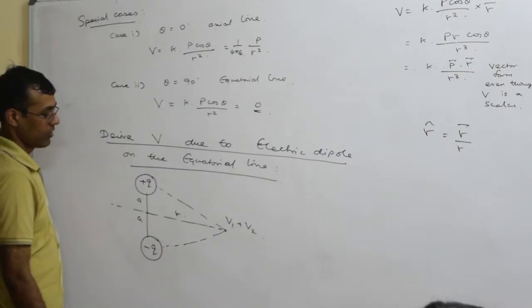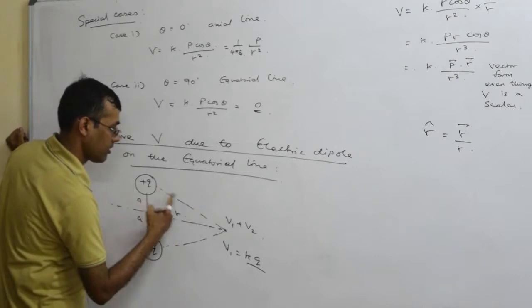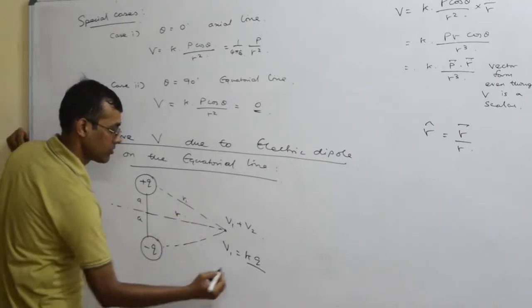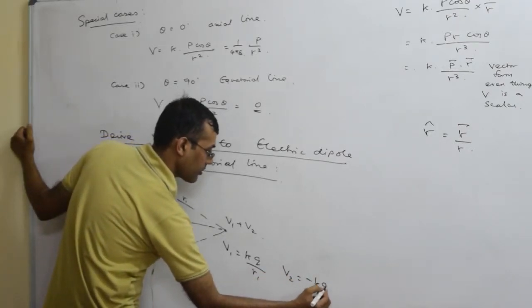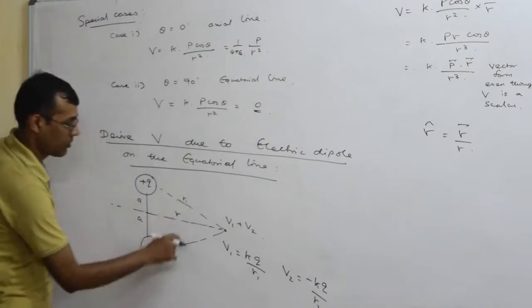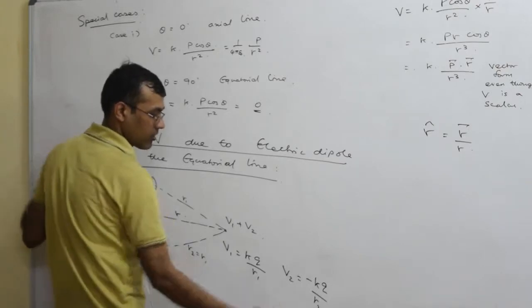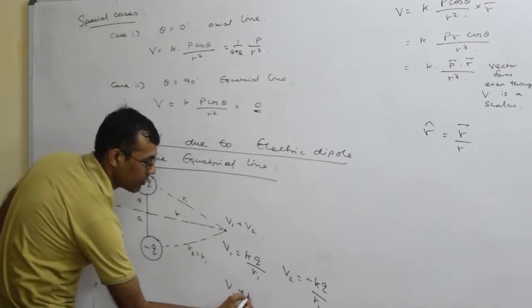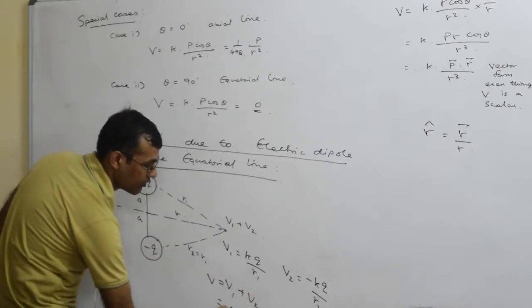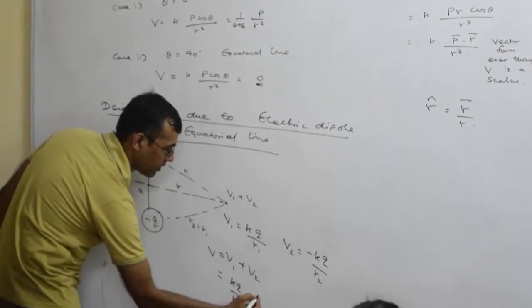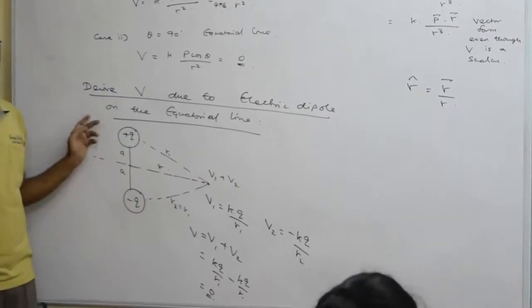So what will be V1? V1 is equal to KQ by R1. What is V2? Minus KQ by R2. But R1 is also equal to R2, so R2 can be written as R1, which means these are equal. So V1 plus V2 will be KQ by R1 minus KQ by R1, so it will be 0. So this is an easy way to do it.